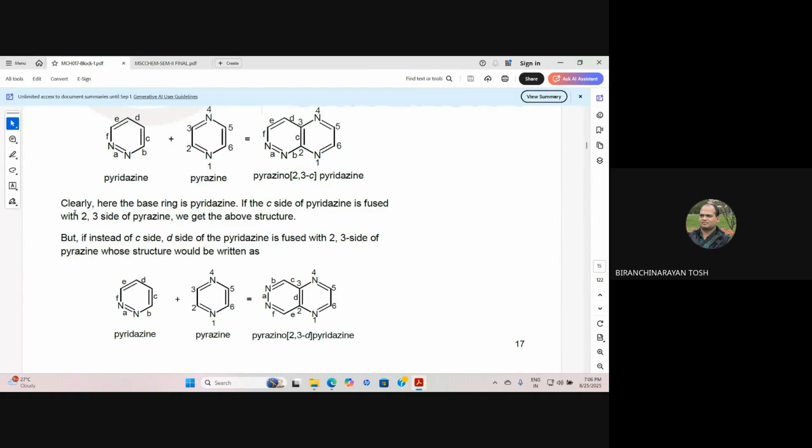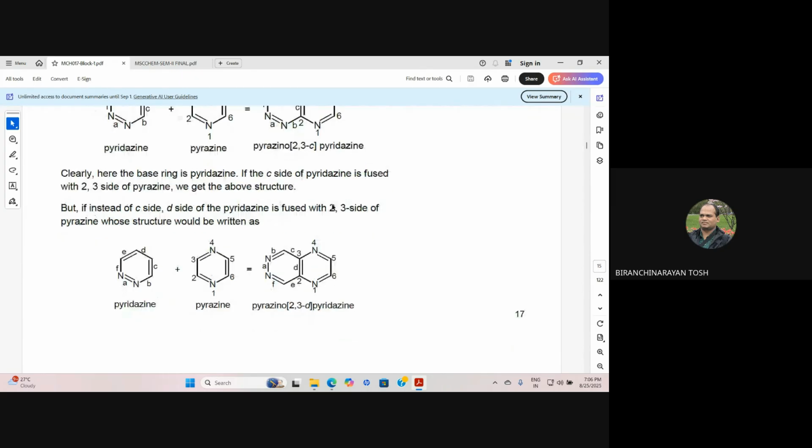So you can see here clearly, the base ring is pyridazine. If the C side of pyridazine is fused with the 2,3 side of pyrazine, we get the above structure. So it is pyrazino 2,3-c pyridazine.